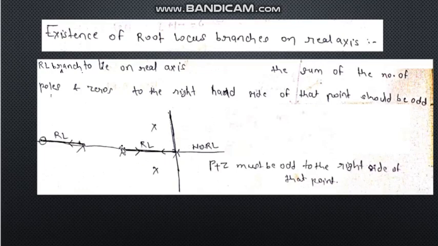Suppose you have to find the existence of root locus on the real axis to the right hand side of this point. For that you have to calculate the sum of the number of poles and zeros, which is 1. Only one pole is there, which is odd, so a root locus branch should exist in this portion. Similarly, here if you put your finger here, to the right hand side of that point there are two poles, which is even, so no root locus will be there. And if you see from here, there will be a root locus branch.